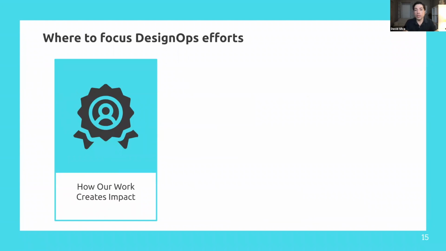Now, finally, design ops can be focused on how our work creates impact. And this is the one that helps us plan for how we can measure, how we can socialize, and how we can enable design within the organization. So I think this one is pretty cool. So planning for how to measure. How do we make design accountable by defining and measuring design quality?